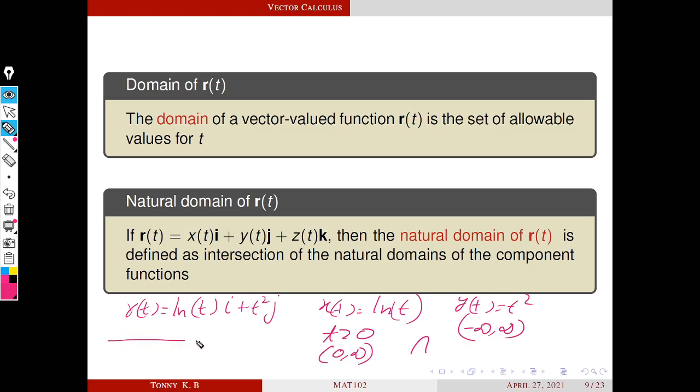Okay, that means this is our line, our set of all real numbers. Then for log t, its natural domain is like this, from 0 to infinity. In the case of t square, its natural domain is the entire set of real numbers. So the common part is this one, 0 to infinity. So the intersection is the open interval 0 to infinity. Okay, so this is the natural domain of this function. Clear?